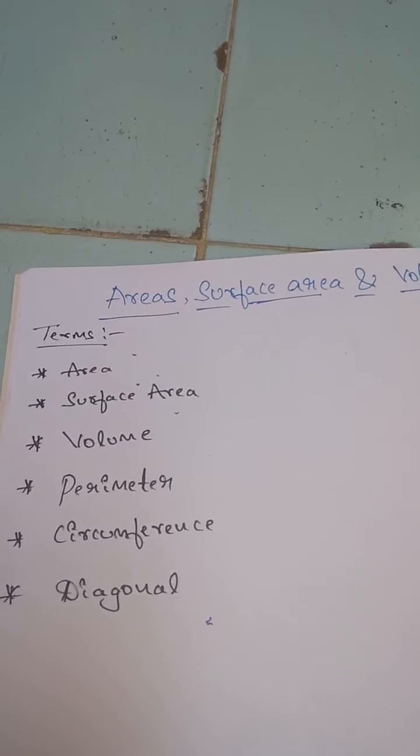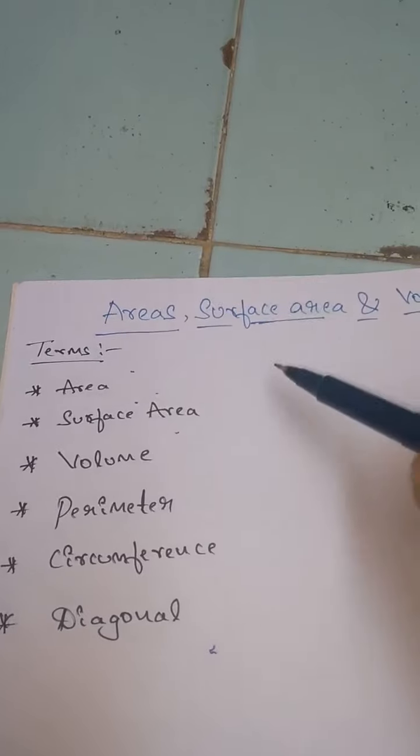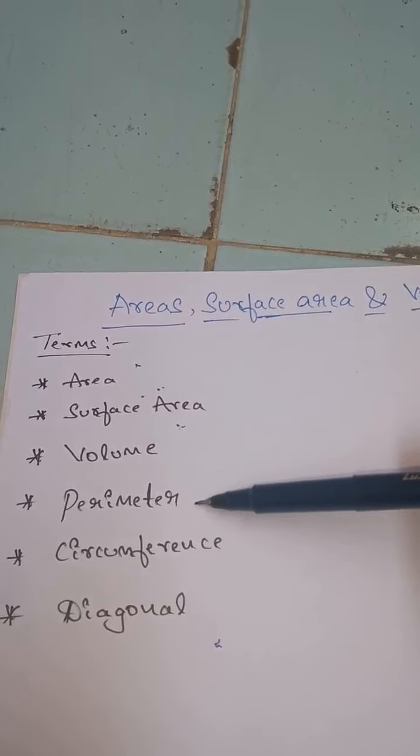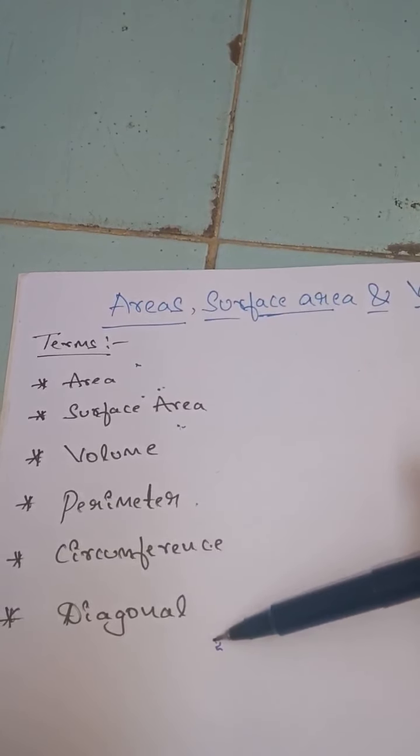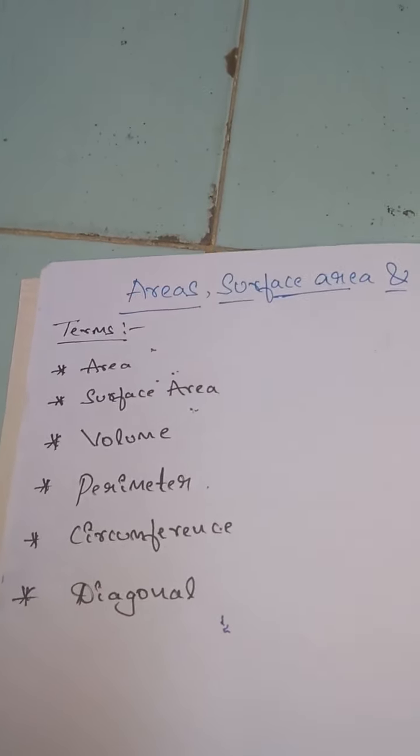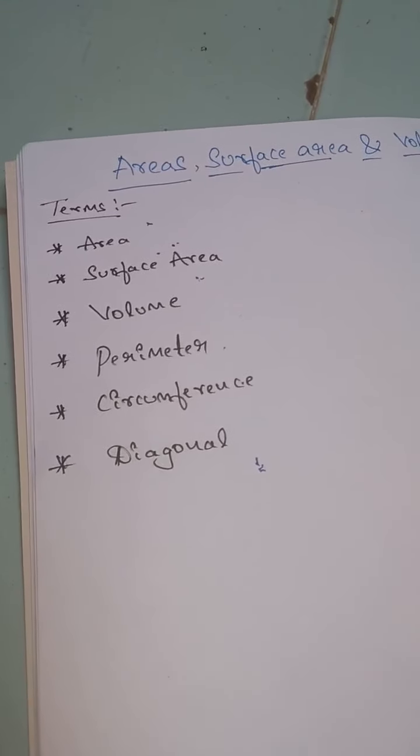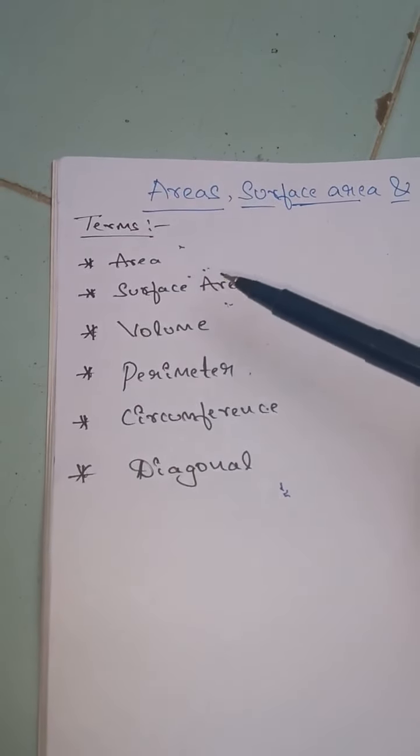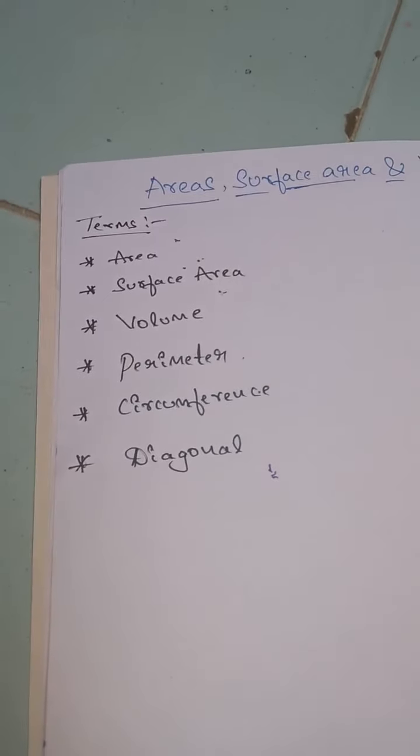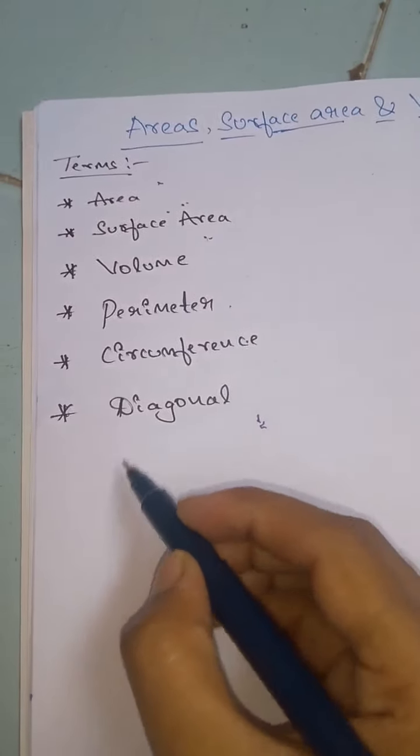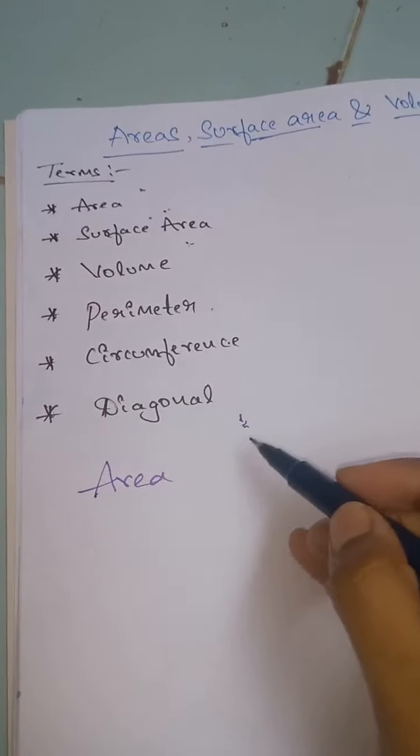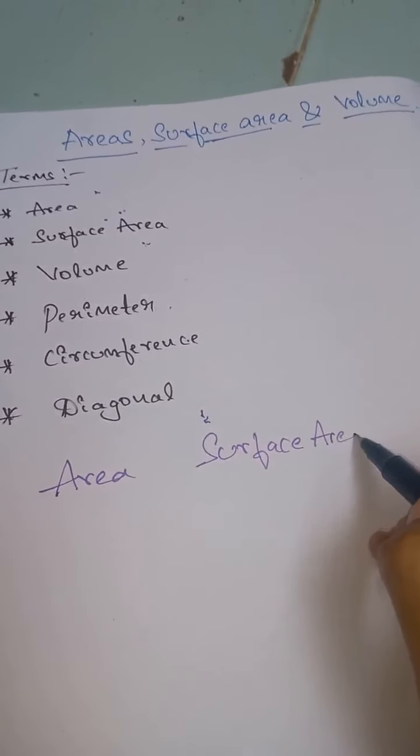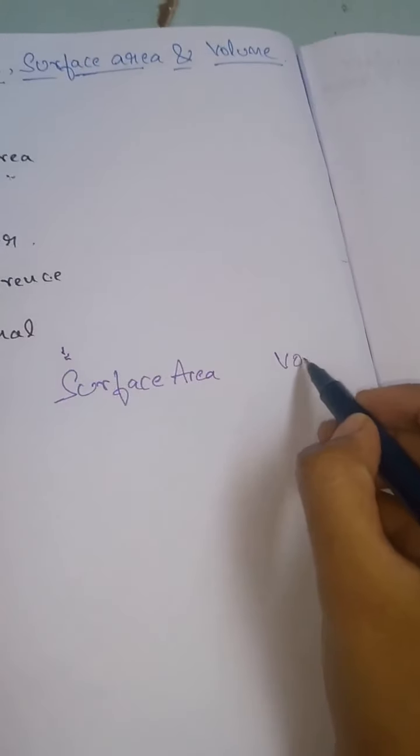So before starting this topic, we must understand these terms: area, surface area, volume, perimeter, circumference and the diagonal. So we are now discussing the topics one by one. First, we know the basic difference of area and surface area. So we make it in a tabular form for easy understanding: area, surface area and the volume.